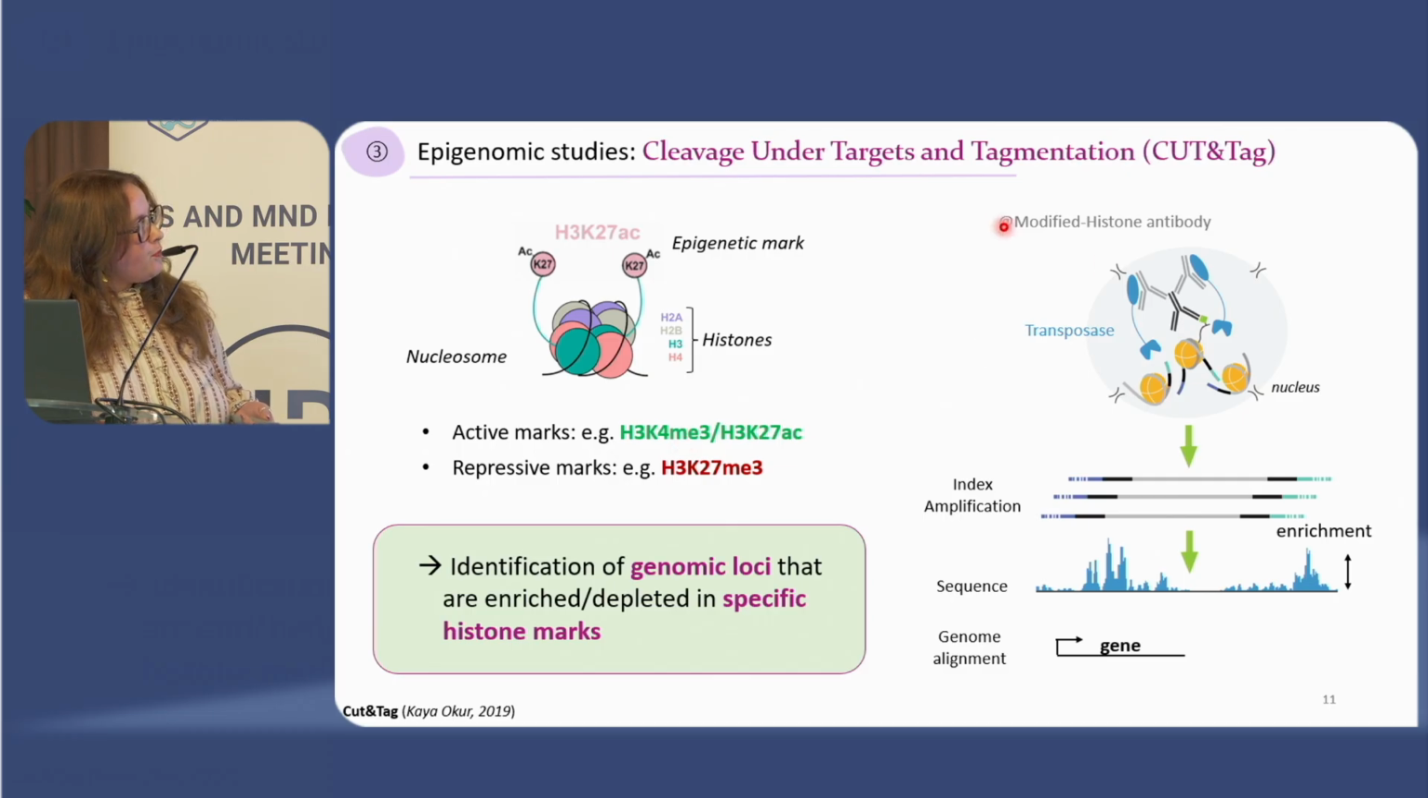So for the protocol, we have an antibody that targets an epigenomic mark that is coupled to a transposase that can cut the DNA fragment that is tagged. Then we amplify those DNA fragments, sequence them, and align them on the genome. This allows us to identify genomic loci that are enriched or depleted in specific histone marks. For a matter of time today, I will only present H3K27 acetylation.